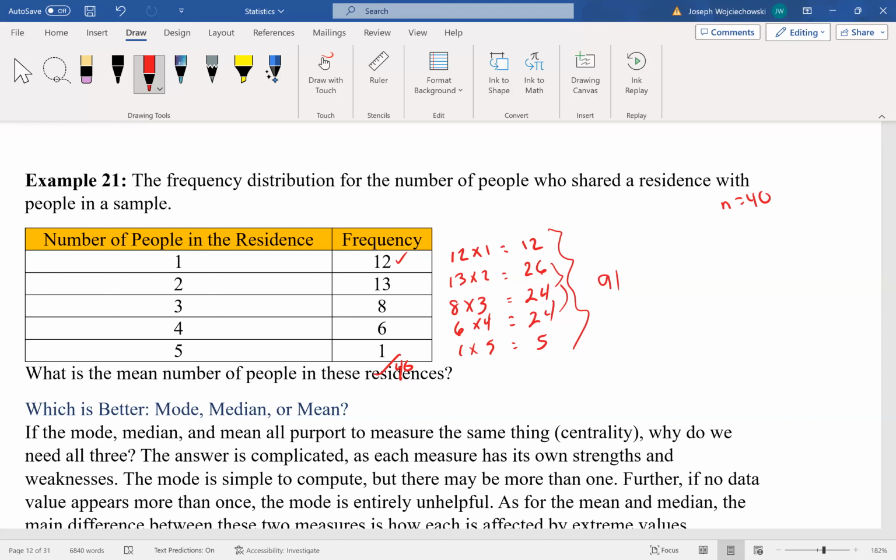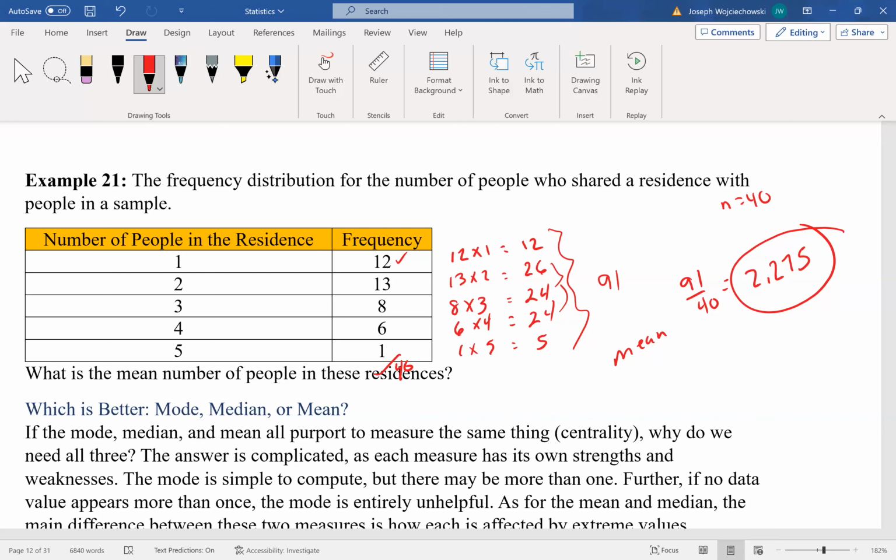And then to find the mean, 91 divided by 40. 91 divided by 40, and I get 2.275. That is the mean number of household members in these homes.